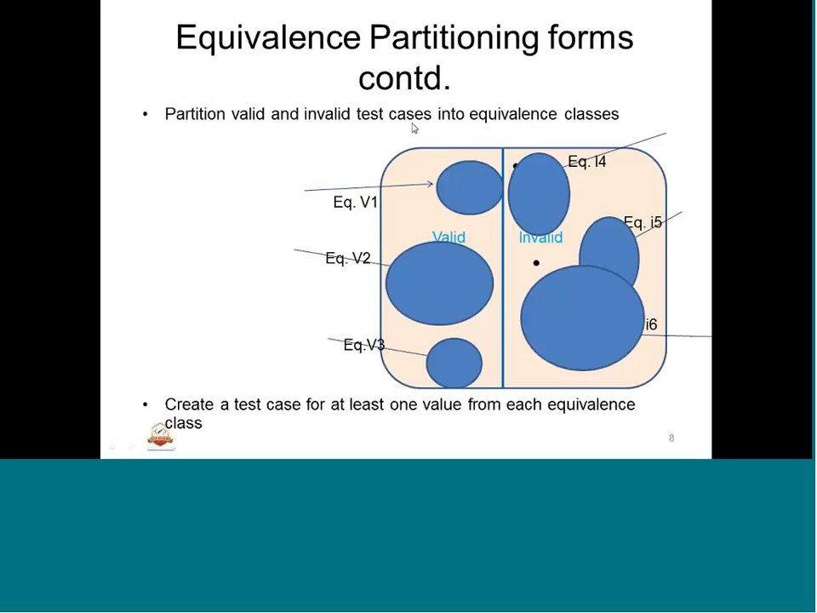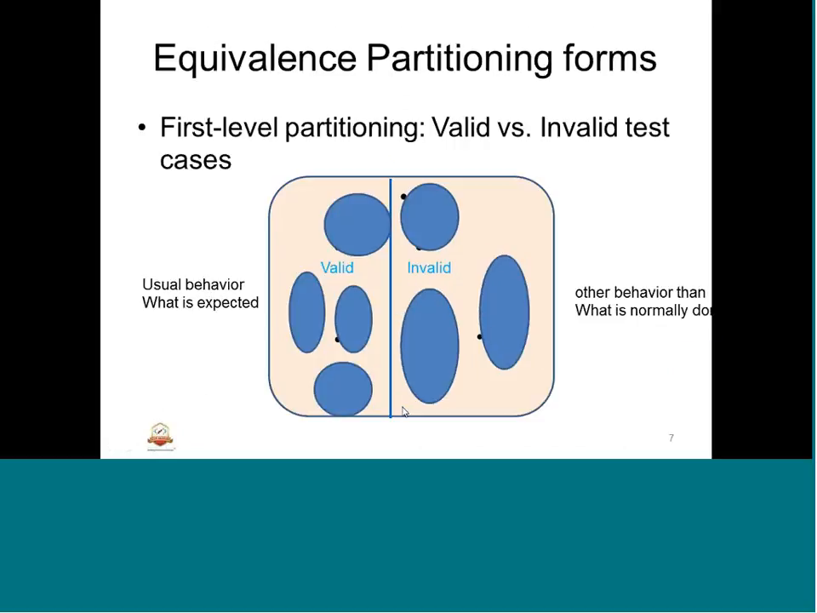Partition the value test cases into equivalence classes. Create a test case for at least 1 value from each equivalence class. That means we have 2, 3 probably. Select an appropriate one which is good enough to be a representative for that particular valid or invalid class. So partition the valid and invalid test cases into equivalence classes first, then create a test case for at least 1 value from each equivalence class. That is what it means.